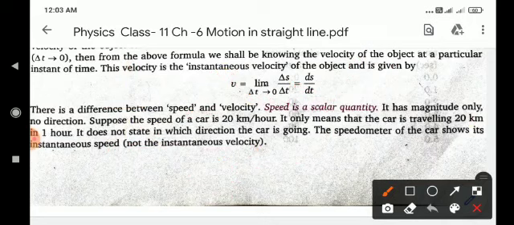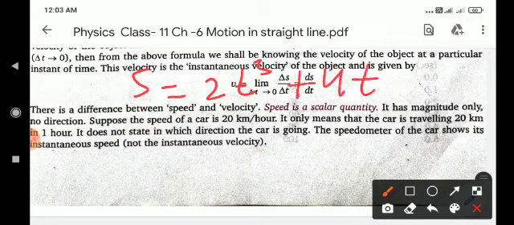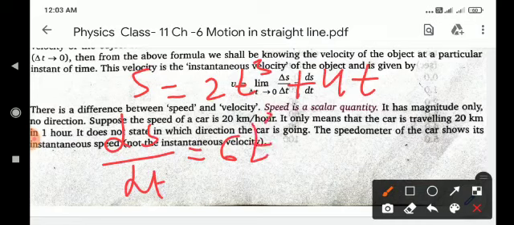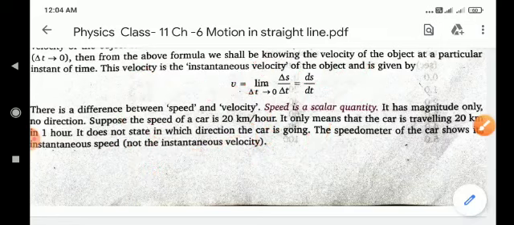Let us consider another example. S equals 2t power 3 plus 4t. Differentiate with respect to t. So ds upon dt is equal to 6t square plus 4. Right? The power of t is 3, so 3 into 2 t power 3 minus 1, that is 6t square, plus 4.